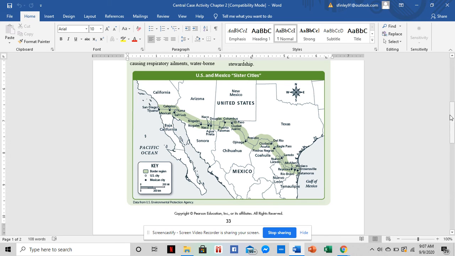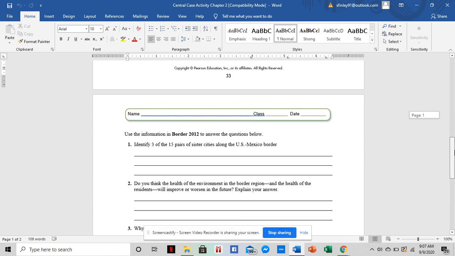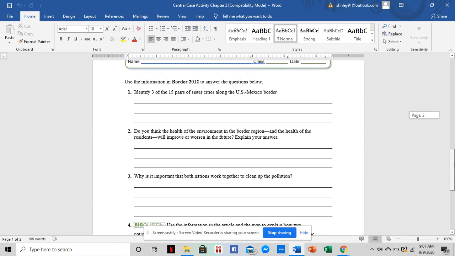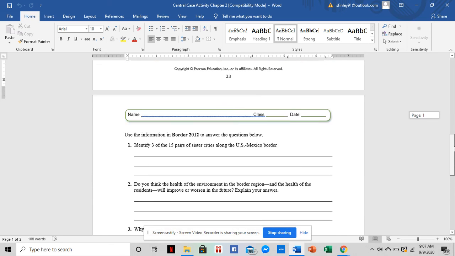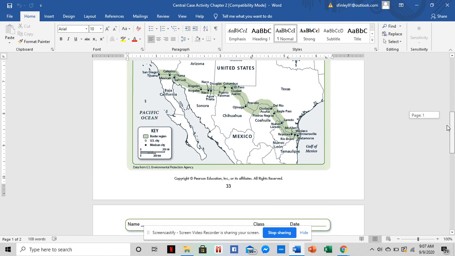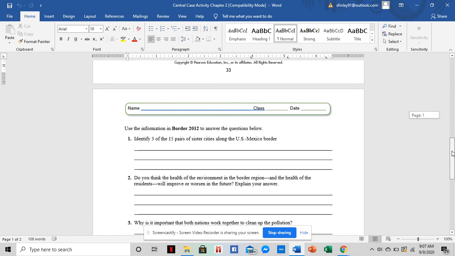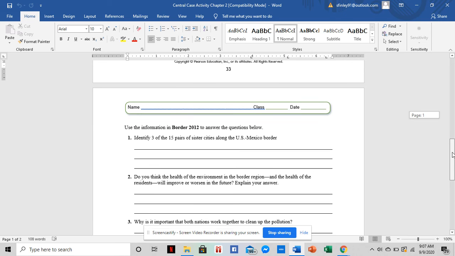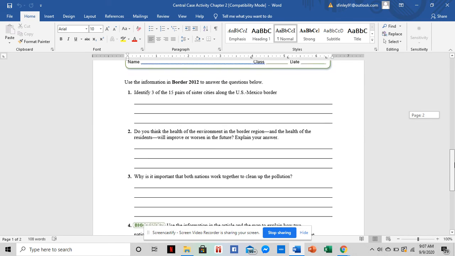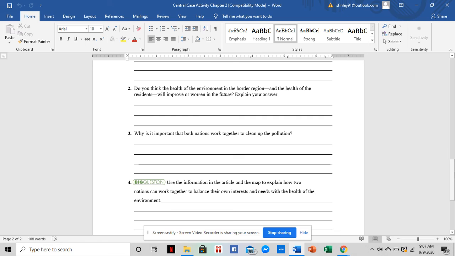So you're going to use the information above, and you're going to use the map to answer these 4 questions, like identify 3 of the 15 pairs of sister cities along the U.S.-Mexico border. I just gave you 2 of the pairs. So if you're paying attention to the video, you should have at least 2 of the pairs for that answer. But answer these questions to the best of your ability.